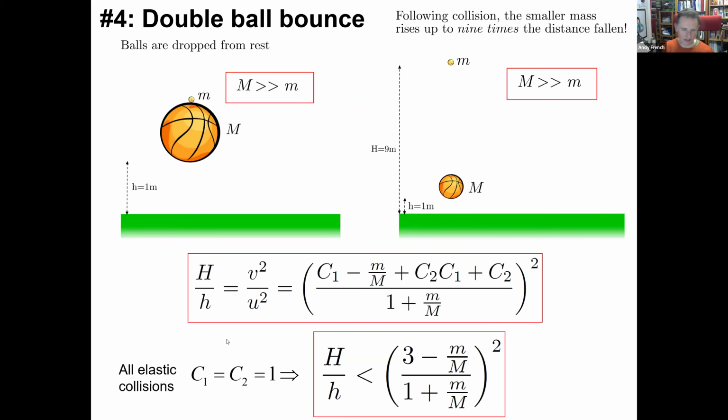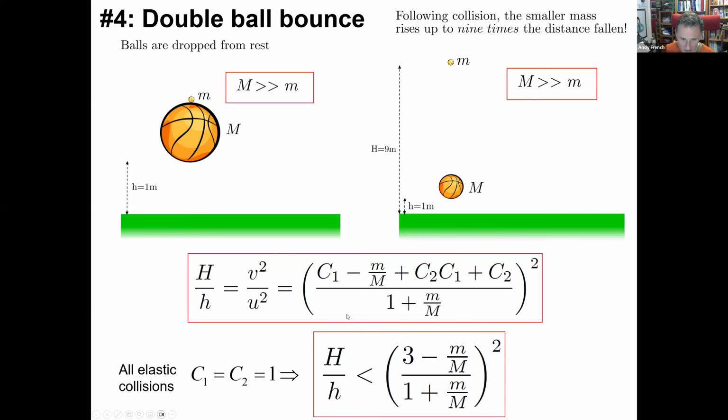Okay, so here's another really good one, which is a classic example. It's when you drop a basketball and a tennis ball of different masses, and what happens is that the tennis ball fires up in the air. And if the ratio of these masses was infinite, in other words, M is infinitely bigger than little m, and all the coefficients of restitution, between the basketball and the ground and the little ball and the basketball, are both 1, so elastic collisions, what you find is this will go up 9 times the original height.